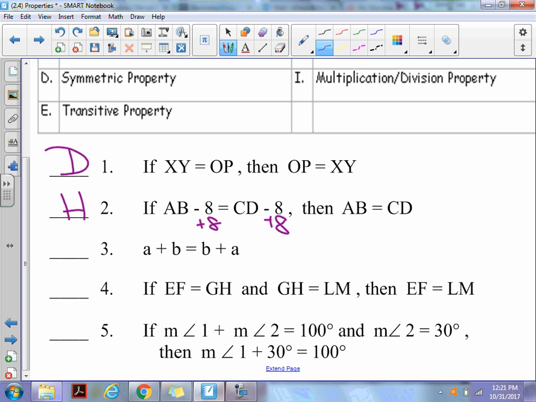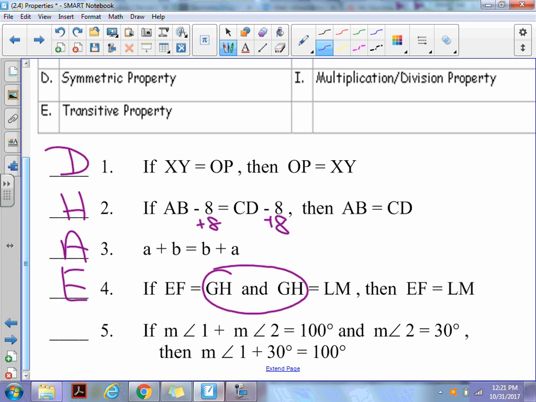Let's do number 3. Okay, what do you got? Reflexive? No, because we don't see ourselves on the other side. The order's changed. There's your commutative. Reflexive, you really need to see like a reflection in the mirror. Okay, how about number 4? Transitive. Good. I have 3 things going on, and if you look at the word and, the same things are on either side. That's your transitive. That's letter E.